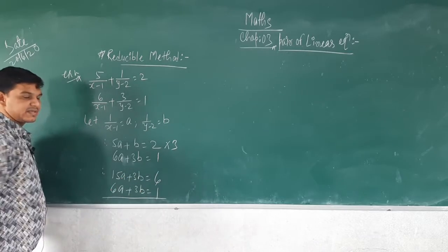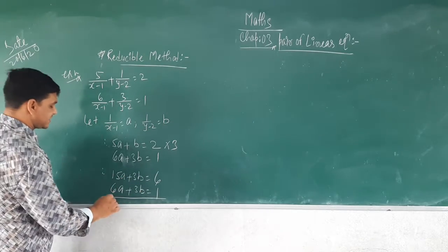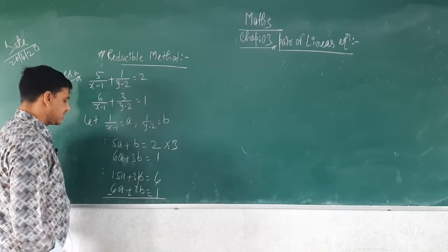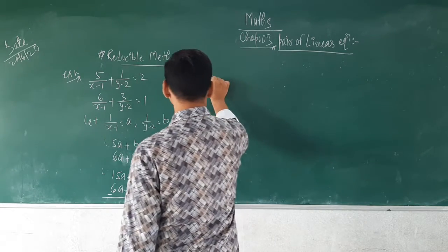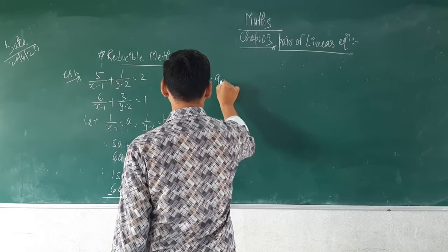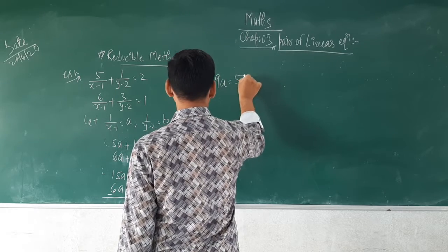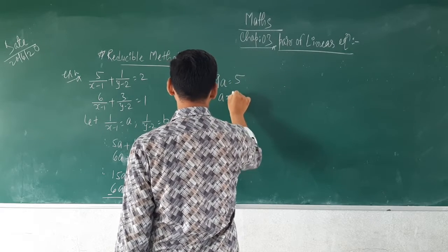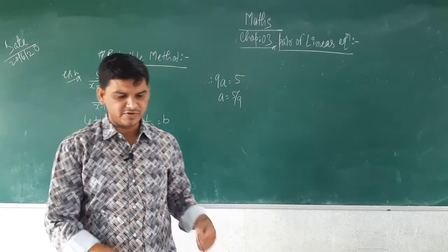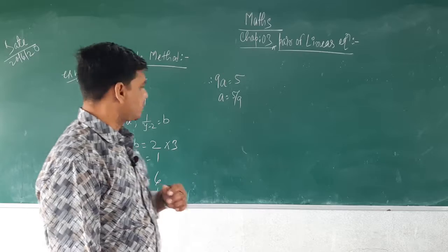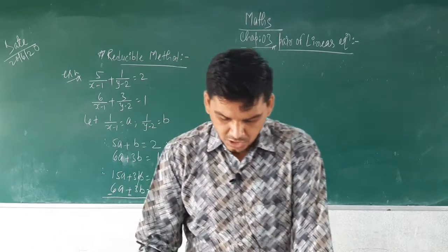Now 3b and 3b can be easily balanced, both having the same sign, then we have to apply subtraction. 15 minus 6 is 9a, and 6 minus 1 is equal to 5. So 9a is equal to 5, then a is equal to 5 upon 9.